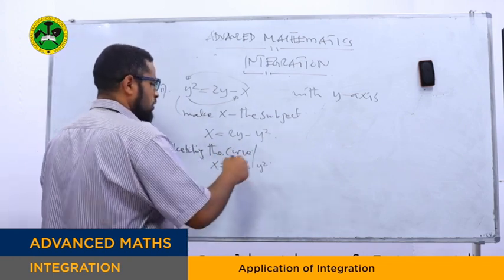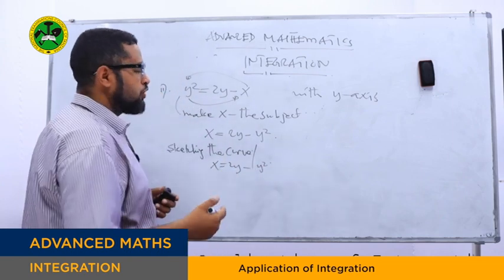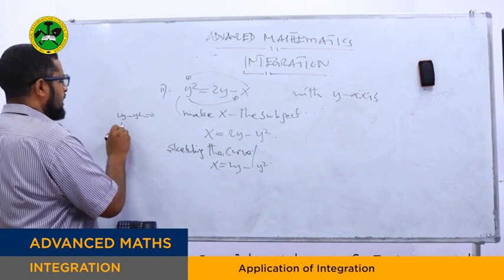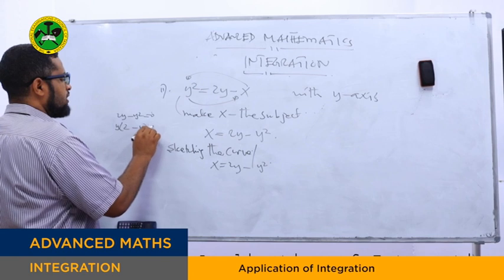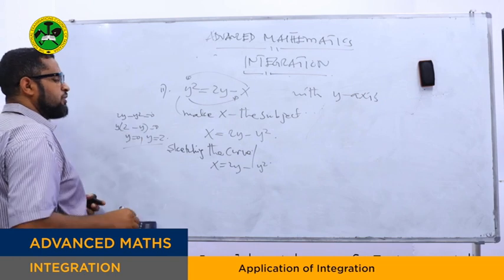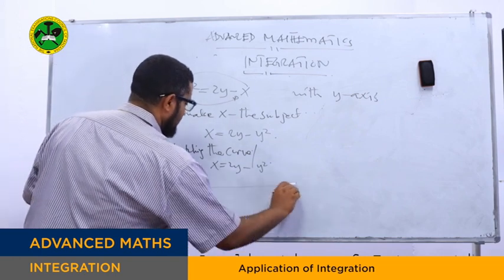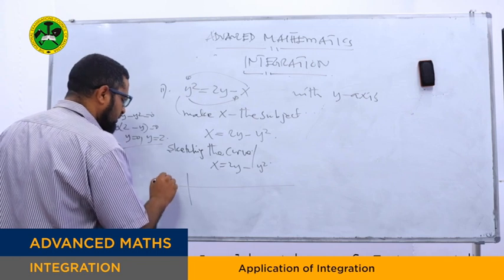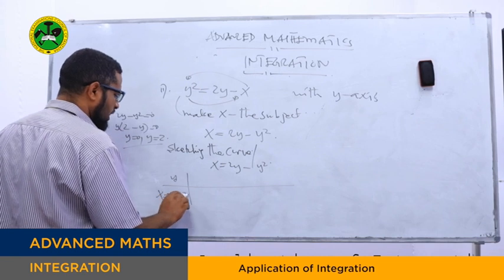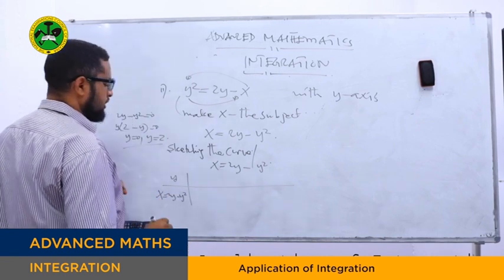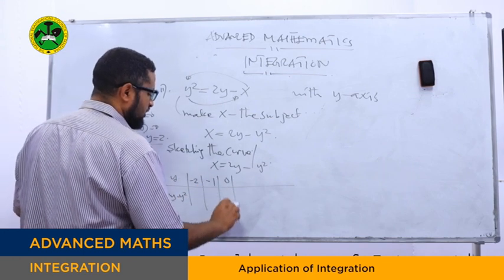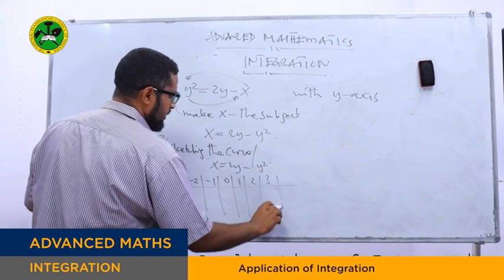Again, you can equate to 0 so as to know which values to include in your table. So take 2y minus y squared equal to 0. Here we have y times 2 minus y equal to 0, so y is equal to 0 and y is equal to 2. These values should be seen in your table. Again, we write y and then x, where x is our function 2y minus y squared. We have 0 and 2, and we are adding negative 2, negative 1, 0, 1, 2, and 3.